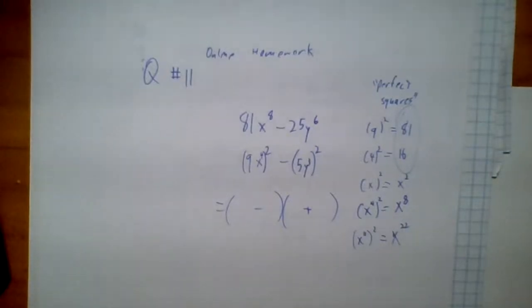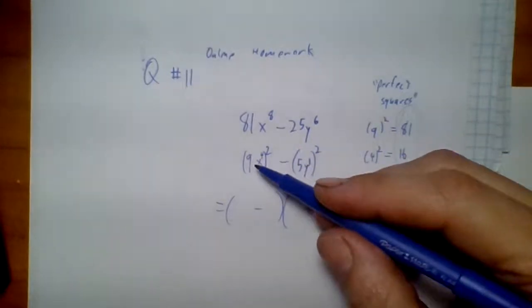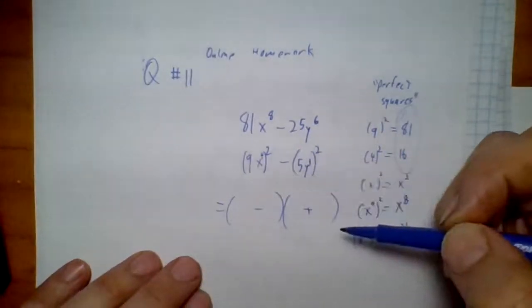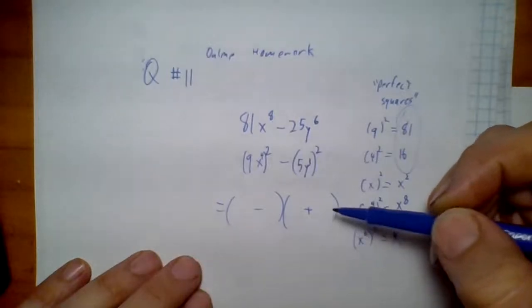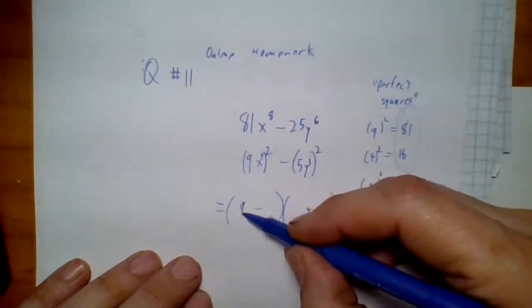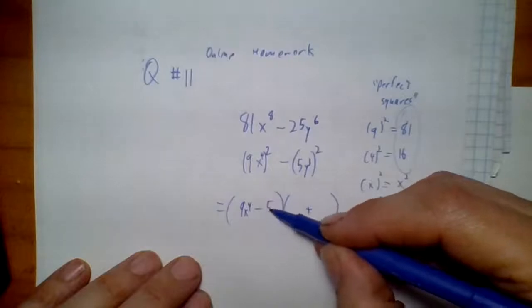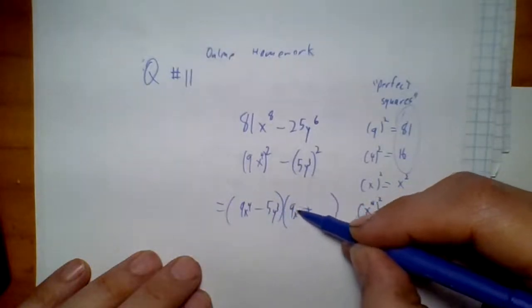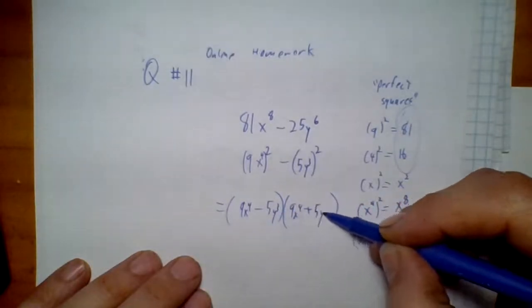You can see that. Look. Those are perfect squares. So my pattern tells me that if I have those in a difference of squares, then my factors are the minus and the plus. 9x to the 4th minus 5y cubed, and 9x to the 4th plus 5y cubed.